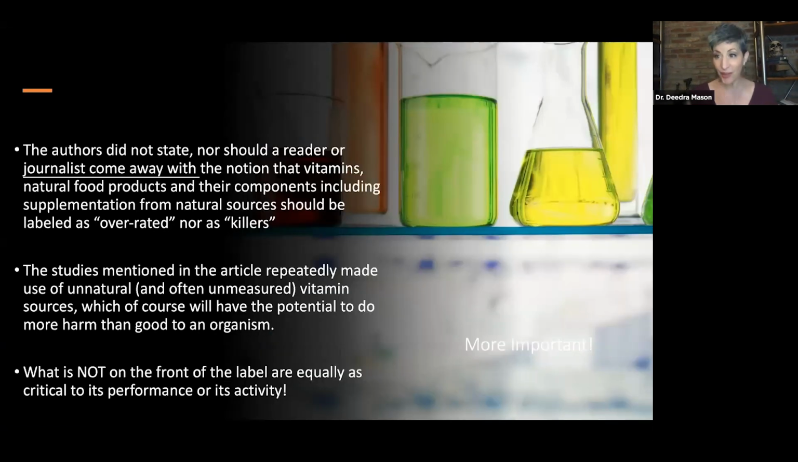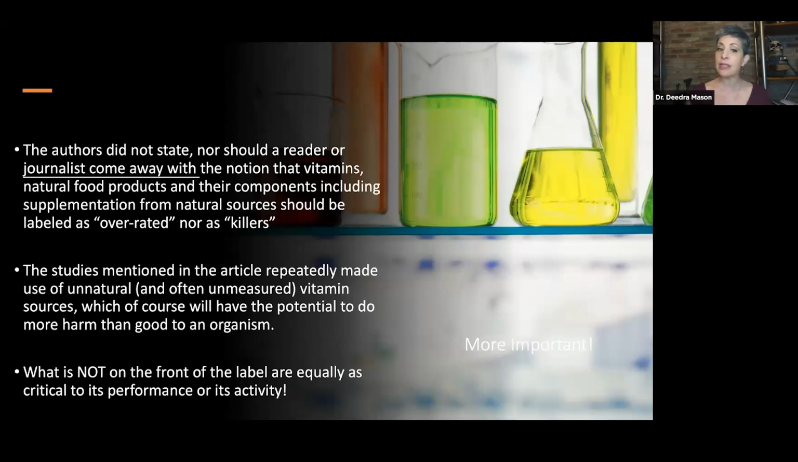What the article did not do is tell you that you should not be choosing supplements from nature or eat a healthy diet. The authors did not state, nor should the reader or the journalist come away with the notion that vitamins from natural food products and their components, including those found in supplementation, should be labeled as overrated or killers. That was an actual rebuttal to the study in 2013.